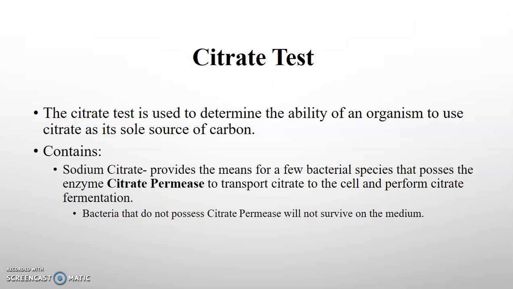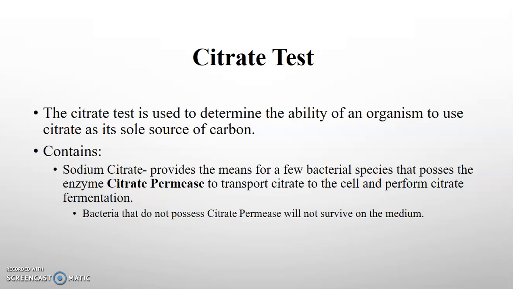So the next test is called the citrate test. This test is used to see if a bacterium can use citrate as its sole source of carbon. So when we do the citrate test, the only source of carbon in the test tube is citrate. And if the bacteria can use citrate as a carbon source, they'll be able to grow and survive. However, if they can't, then they will obviously not be able to grow and divide and they'll die off.